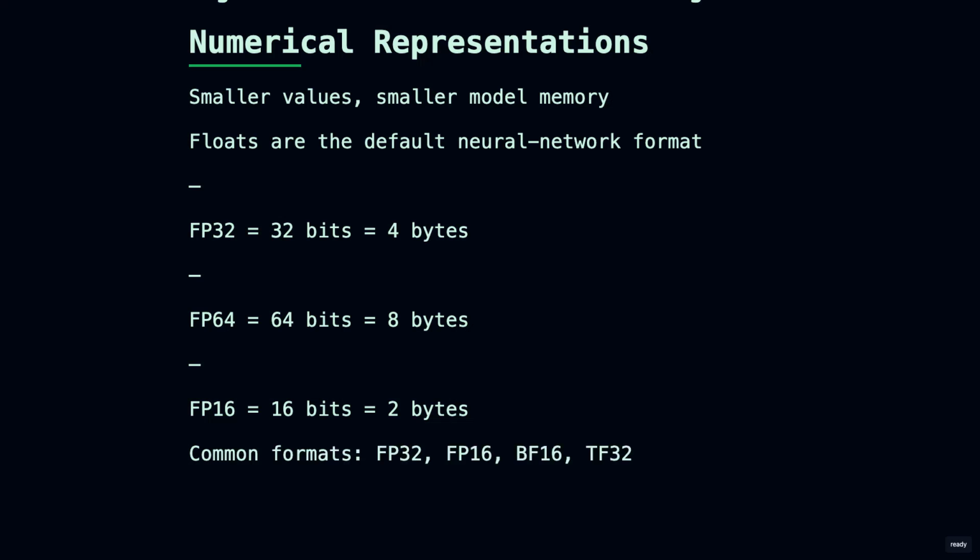FP64 is still common in tools like NumPy and Pandas, but neural networks usually prefer FP32 or FP16 because they are more memory efficient. In AI workloads, you'll also see BF16 and TF32, which are designed to fit modern accelerator hardware better.